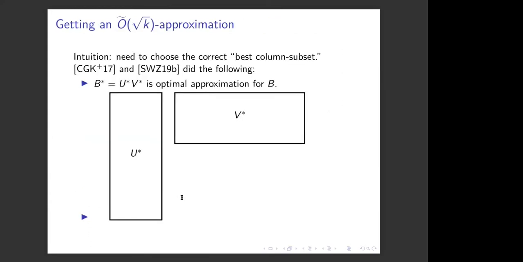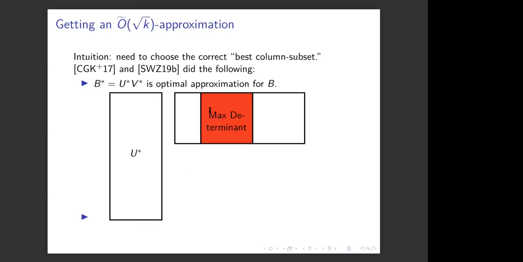So based on previous work, there is an O of K log K approximation. How can this be made into an O of square root K approximation, up to maybe some log factors? To do that, we need to choose the best column subset for B. Remember that B is the uniformly random subset that we sample together with another column. So what is the best subset of B, which has a high chance of covering any other uniformly random column?